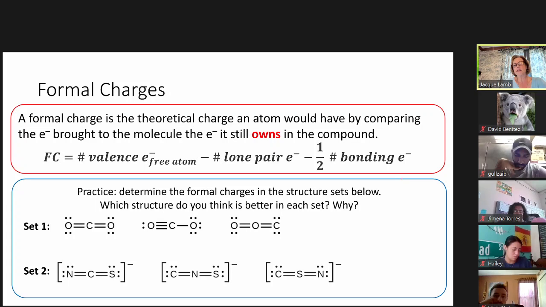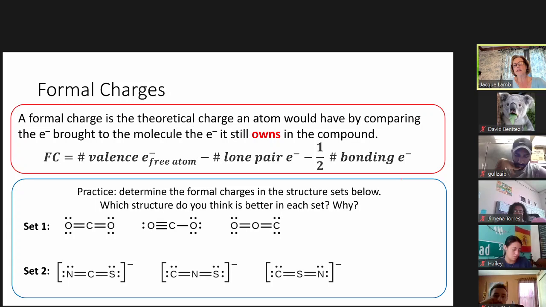Oxygen brought 6 electrons. We have to subtract from that each lone pair. So we subtract 2, 4, and 1/2 of each bonding pair. So 1/2 of each of those dashes. So it's 6 minus 6. So it has a formal charge of 0. And the same thing for this oxygen. So now we've got another alternative structure where we have a triple bond on one side and a single bond on the other.